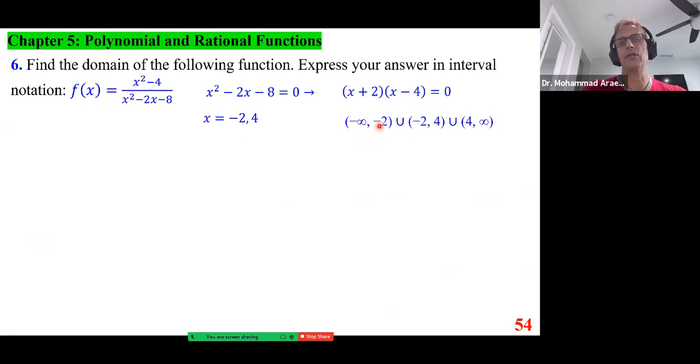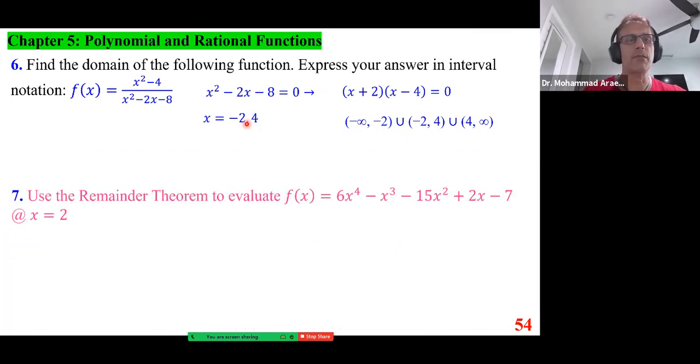Minus infinity to negative 2, union negative 2 to 4, union 4 to infinity. That's how we exclude those two numbers with parentheses. That means every number from negative to positive infinity is okay except those two.